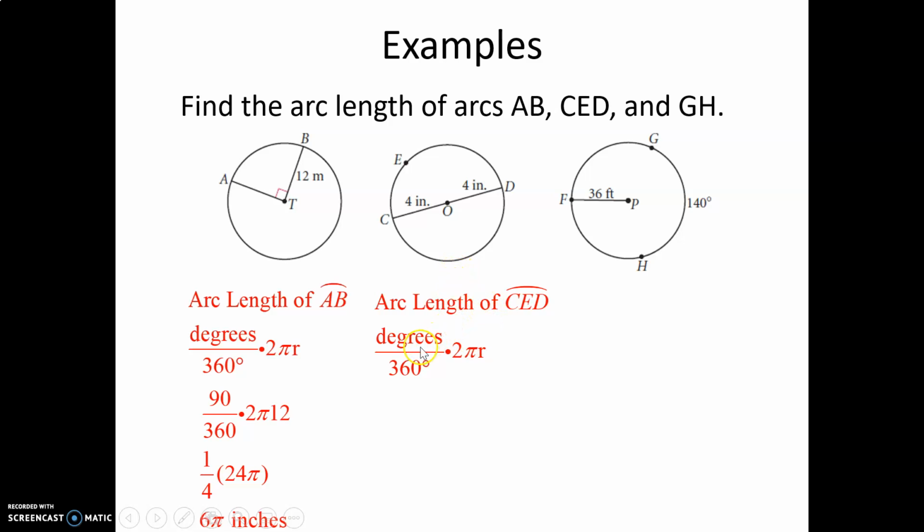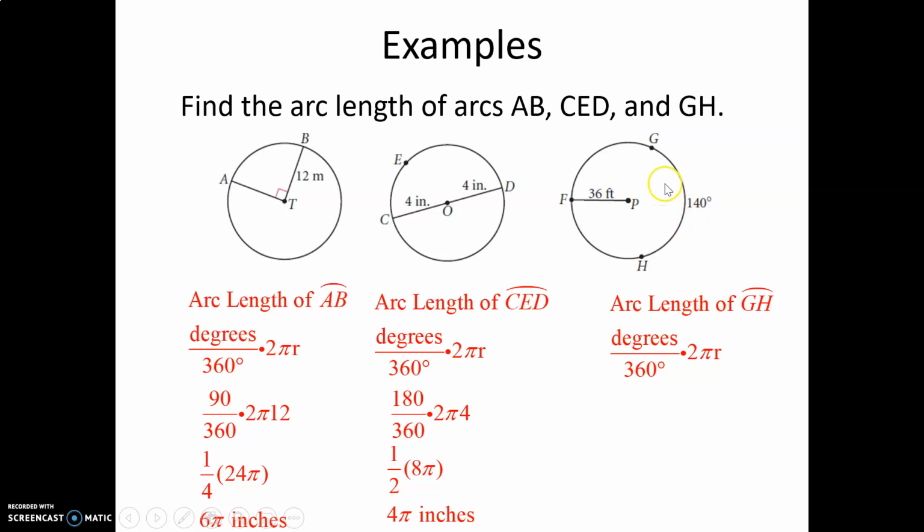Arc length CED is degrees over 360 times 2 pi r, 180 degrees over 360 times 2 pi times 4, 1/2 of 8 pi, or 4 pi inches. GH is 140 degrees. So it'd be 140 over 360 times 2 pi with a radius of 36. So this reduces to 7/18 of 72 pi, which turns out to be 28 pi inches.